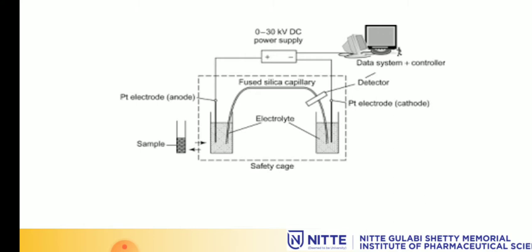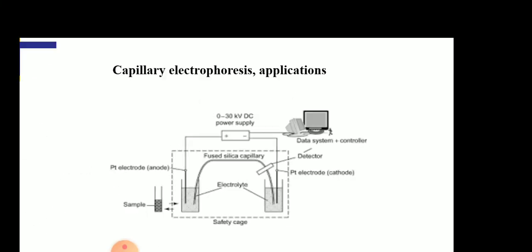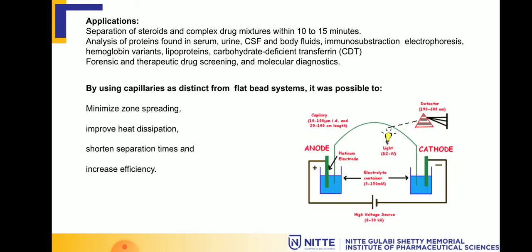When you ask me how the sample is inserted into this, there is a sample vial, and the insertion of the sample takes place by dipping the capillary into it, and with the help of osmotic pressure the sample moves in. This is how it moves. So what is basically the application of capillary electrophoresis?